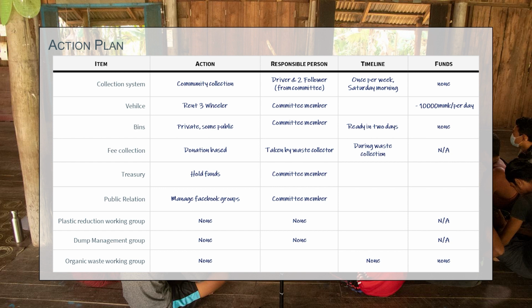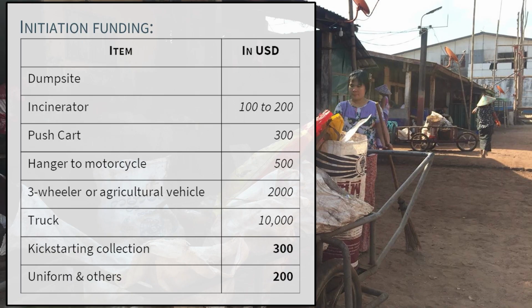Then, do they have a treasury? Yes, one of the committee members will then hold the funds. In regards to public relations, they will set up a Facebook group, which is also organized by one of the committee members. Then regarding sub-working groups on plastic reduction or dump management or organic waste, they have not decided anything specifically yet. Then let me shortly talk about funding.